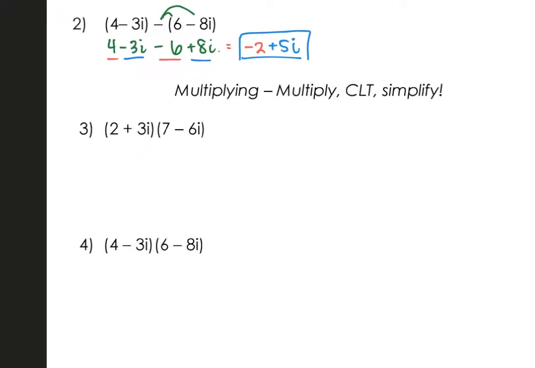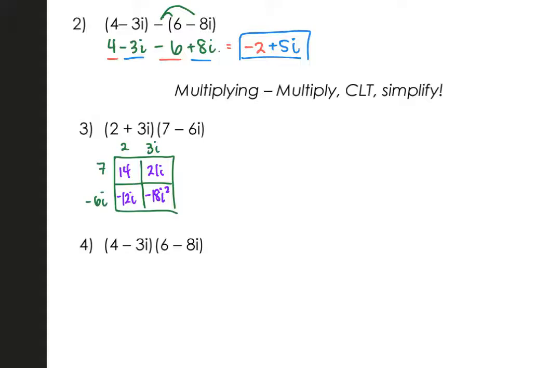And then we can do the same thing when we multiply. Remember, when we multiply, there are two methods we used. I'm going to show one using the box method. These numbers go on the outside, the real and imaginary parts, and we can multiply to get the inside. Starting with 7 times 2 is 14. 7 times 3i is 21i. 2 times negative 6 is negative 12i. And then 3i times negative 6i is negative 18i squared.